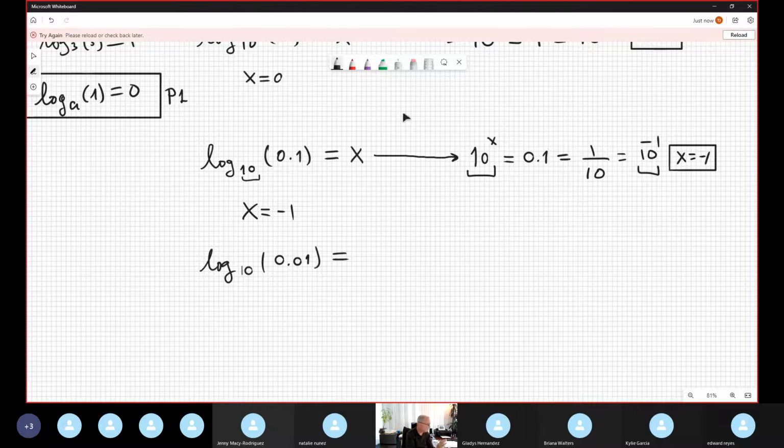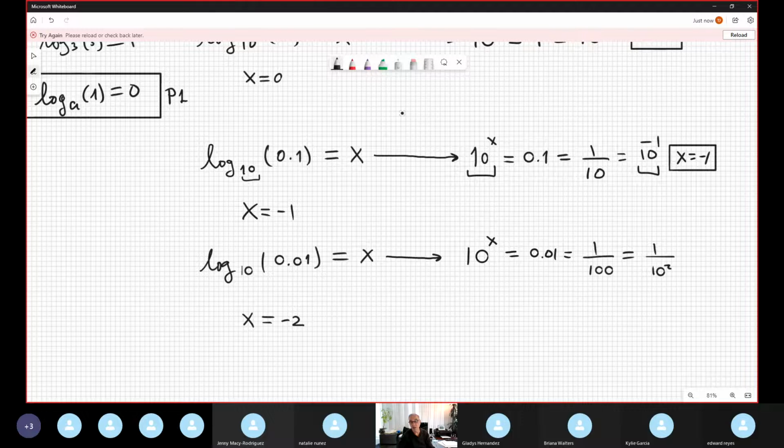Gladys, no. It is negative, okay, it is negative. Let me prove it. You put x because you don't know, and you convert to an exponential statement. The base is 10, the exponent I don't know, and this is 0.01. 0.01 is equivalent to 1 over 100, the reciprocal of 100, and 100 is 10 to the second power, so the reciprocal is 10 to the -2. Same base, therefore x equals -2.